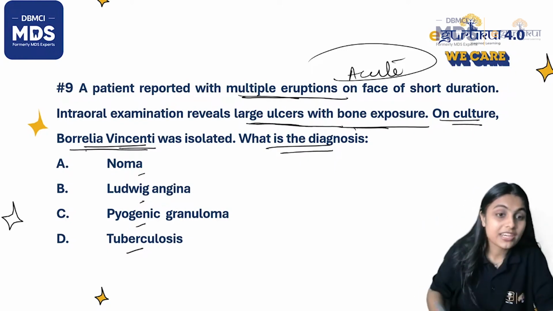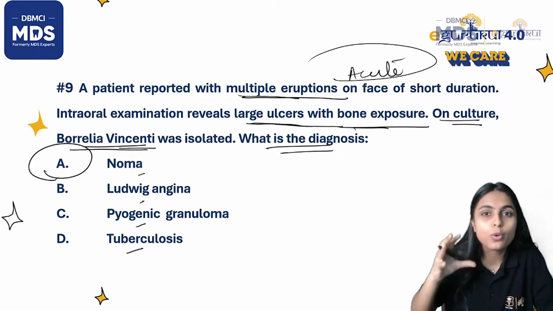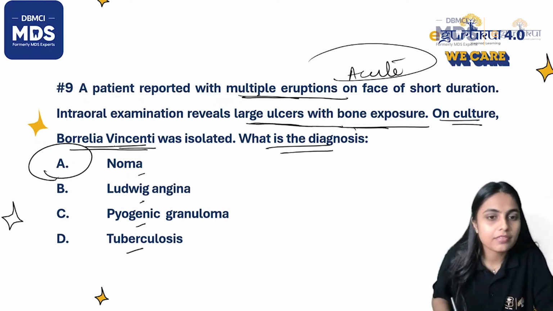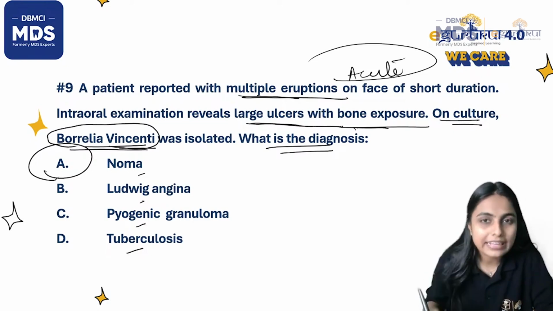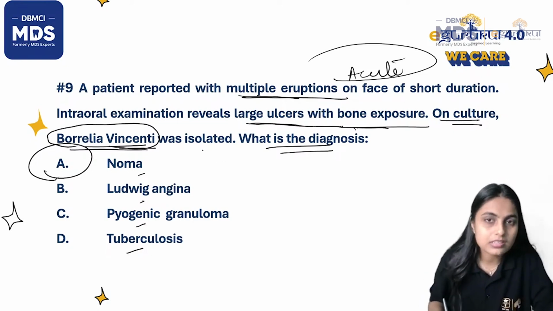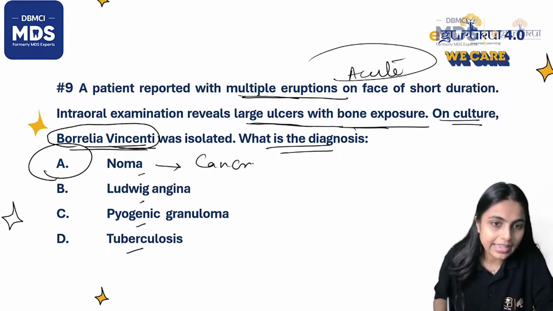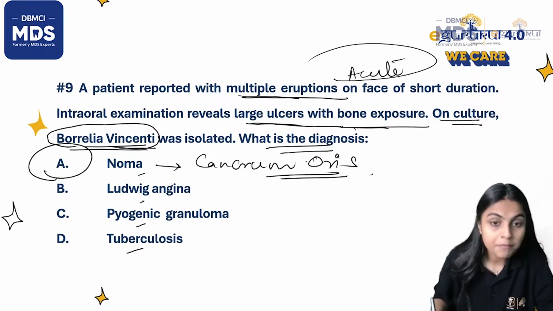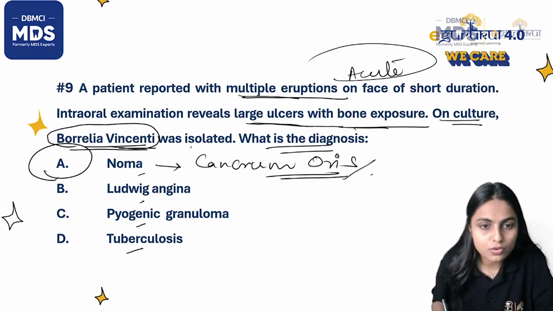Yeah. Option A is your answer, which is Noma, which is a bacterial infection, and the organism that we have given in the question is Borrelia vincenti, which is a bacteria. This infection is called Noma, or it is also called cancrum oris. Cancrum oris, it is called as.